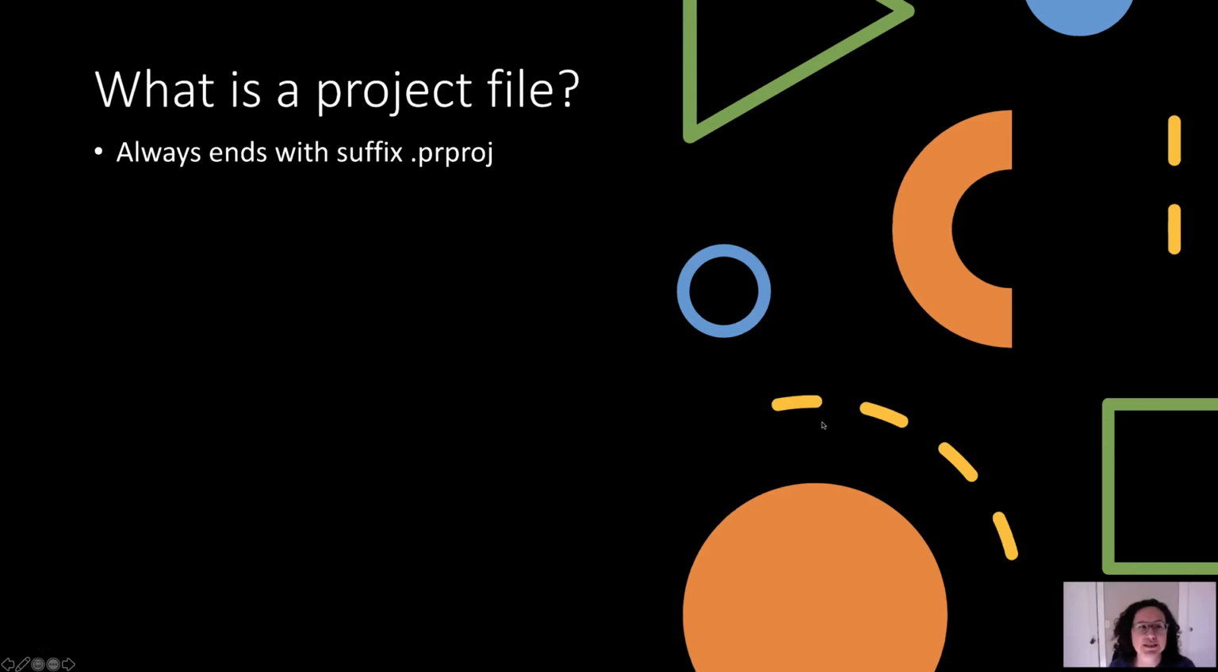So a project file, first of all, if you're working in Premiere, it always ends with the suffix .proj. It stands for Premiere Project. Not very attractive or nice, but just like when you have a Word document, it usually ends with .doc, sometimes docx. So Word documents, if you have a PDF, it will end with PDF. A Photoshop file would end with .psd. Okay, that's the first thing.